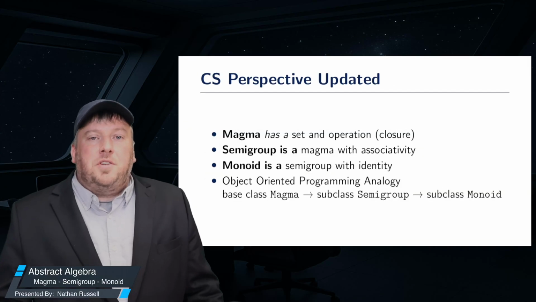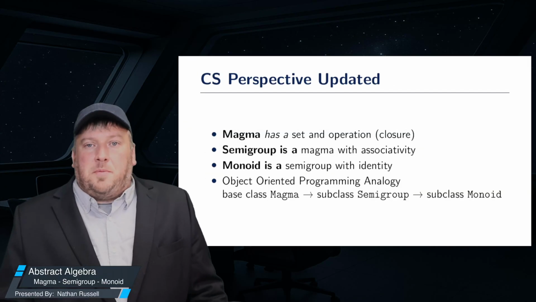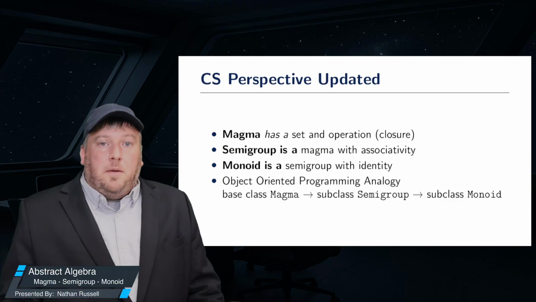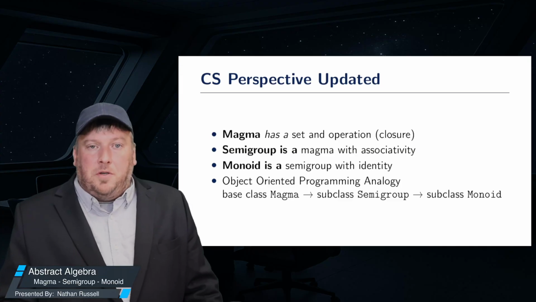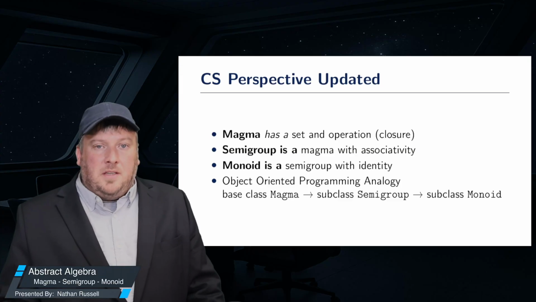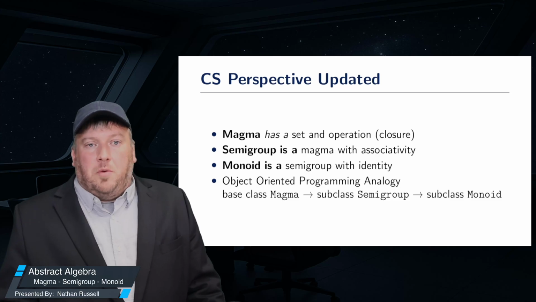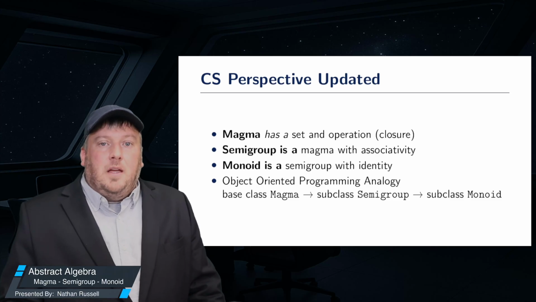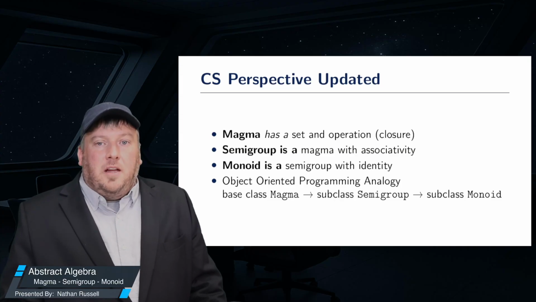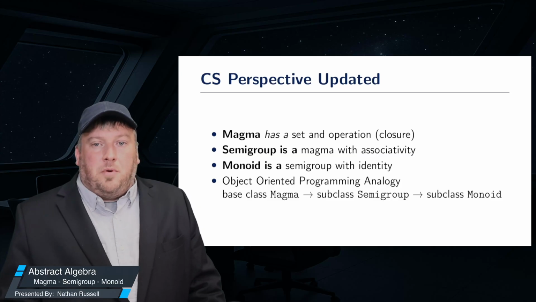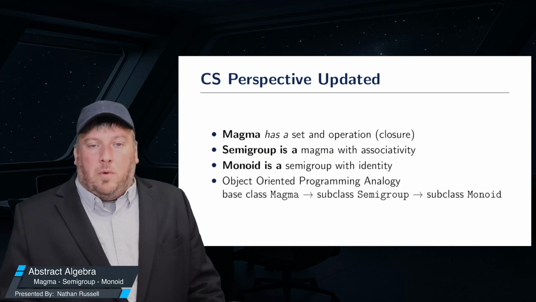Let's revisit, just to make sure we understand, the computer science perspective of all this. A magma has a set and an operation, and we're emphasizing encapsulation, which is commonly referred to in object-oriented languages. A semigroup is a magma with the addition of the associativity requirement. A monoid is a semigroup with an identity element. Thinking in these layers helps you design abstraction layers and reason about which algebraic guarantees your code can rely on.